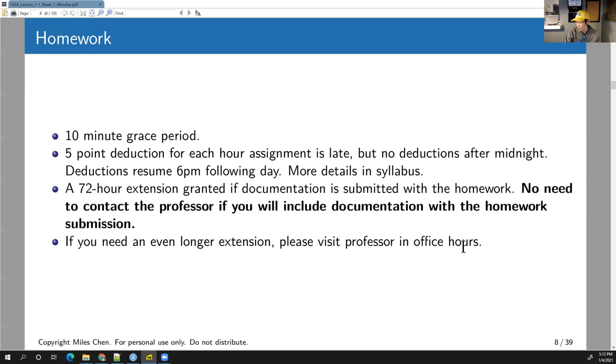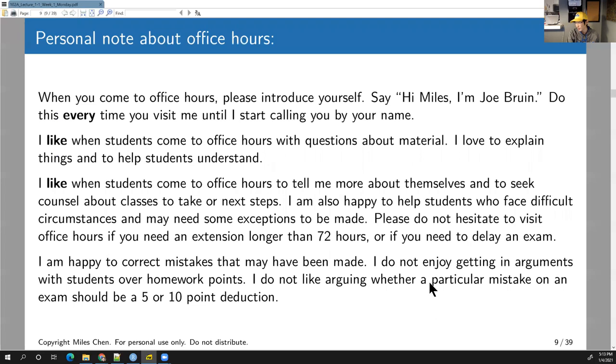But come to me during office hours. I'm not really good at responding to emails. I get so many emails a day, and it's easy for things to get lost. If you come to me in office hours, I'll be able to handle things quickly.